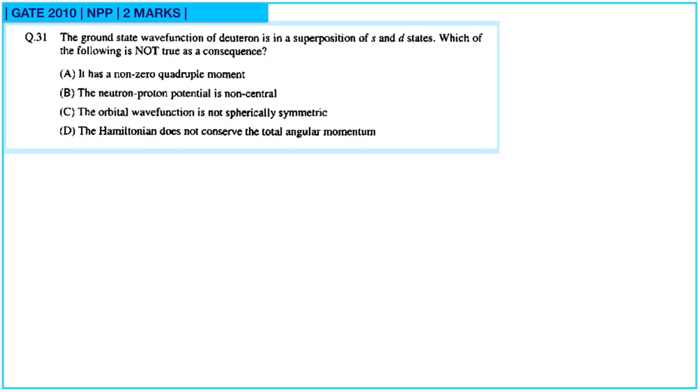Next, the ground state wave function of deuteron is a superposition of S and D states. Which of the following is not true as the consequence? It has non-zero quadrupole moment. It is correct. The neutron-proton potential is non-central. Correct. Then the orbital wave function is not spherically symmetric. This is also correct. The Hamiltonian does not conserve the total angular momentum. So which statement is not correct, that is asked. So option D is correct.